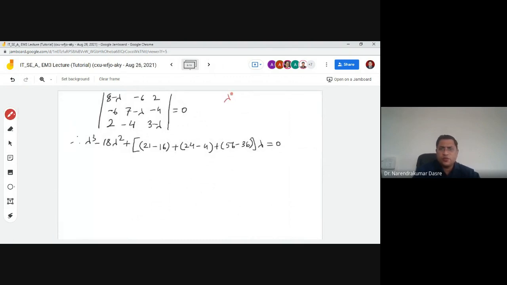What is the formula? The formula is lambda cube minus S1 lambda square plus S2 lambda minus determinant of A is equal to 0. We have determinant of A equal to 0 already, so this is the polynomial that we'll have. We got the equation now. Can you tell me what this equation is? Lambda cube minus 18 lambda square, what is this value going to be?